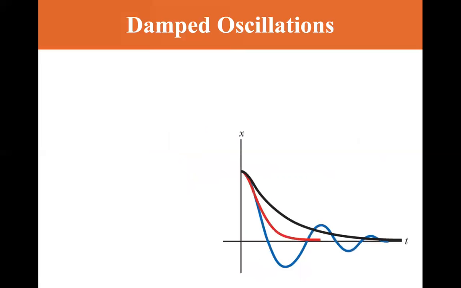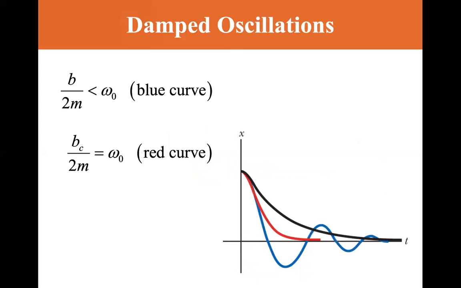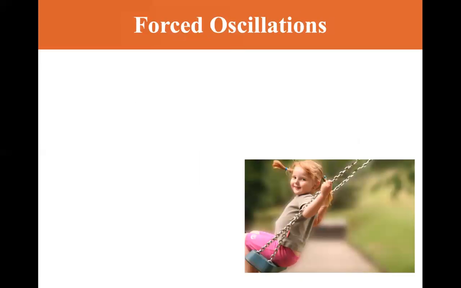And then there are different types of damping. You can see that if b over 2m is less than omega 0, then the system is underdamped. You get the blue curve. And if b critical divided by 2m is equal to omega 0, you get the red curve. This is critically damped. And if b critical divided by 2m is greater than omega 0, you get the black curve. In other words, it's a very slow system. It takes a long time to slow down. So the ideal one, the critical one, is the red curve. And we'll stop there and we'll go on to forced oscillations next.